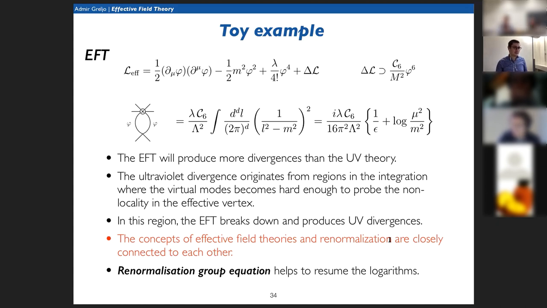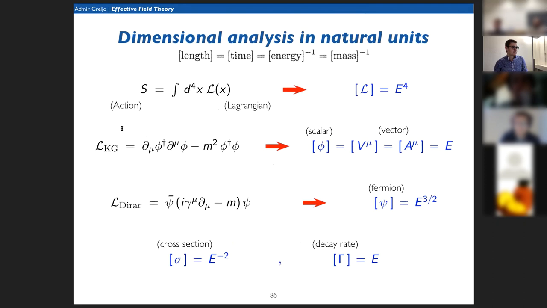I'm pretty sure you know about renormalization. Renormalization is about these divergences in loop diagrams, UV divergences. So the concept of an effective field theory and renormalization are closely connected to each other. In fact, the techniques of renormalization will help us to resum the logarithms. Okay, so let me go further with the EFT and renormalization concepts.